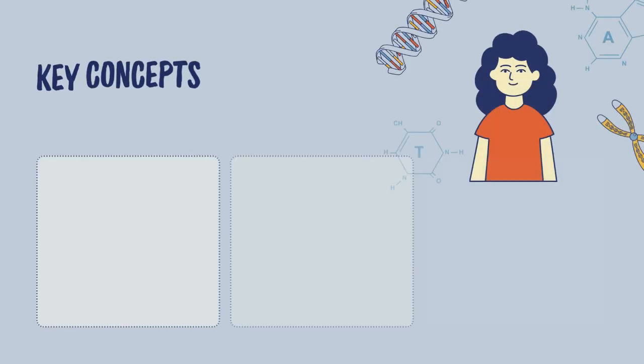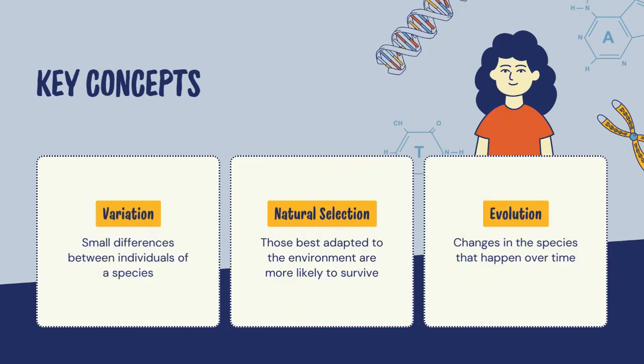To summarize the key concepts: variation, small differences between individuals of a species. Natural selection, those best adapted to the environment are more likely to survive. Evolution, changes in the species that happen over time.